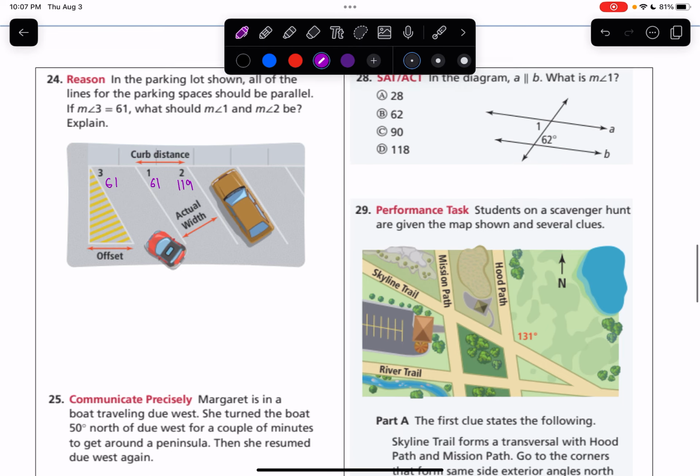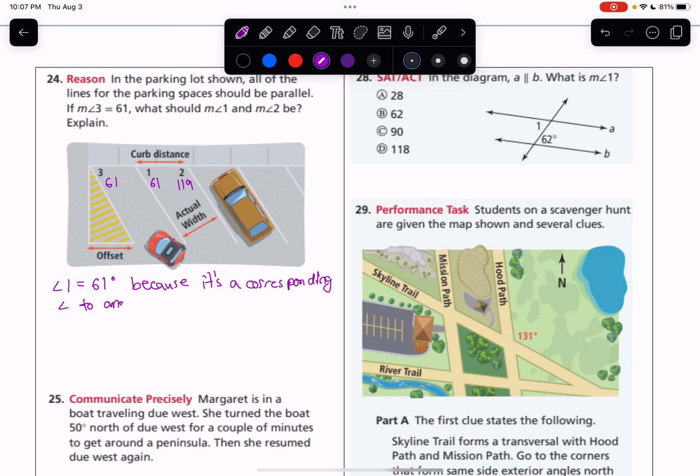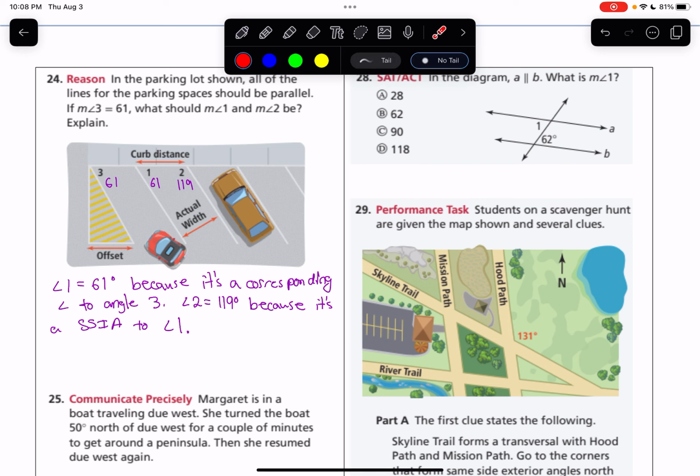So let's write this out. We can say that angle 1 is equal to 61 degrees because it's a corresponding angle to angle 3. And angle 2 is equal to 119 degrees because it's a same side interior angle to angle 1. And also angle 3, actually, if we consider this line and this line to be our parallel lines and this line to be our transversal, 2 and 3 also happen to be same side interior angles.